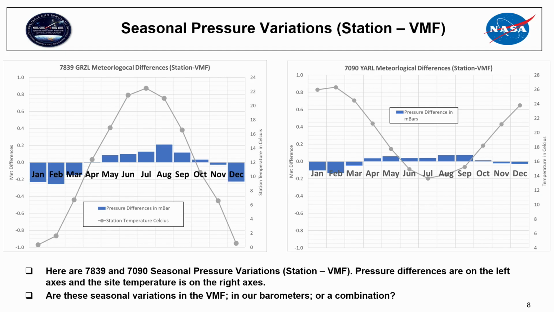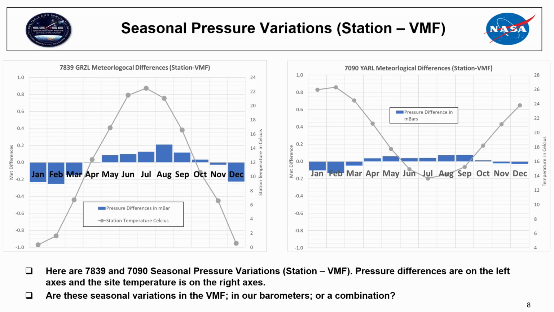And then I looked at seasonal pressure variations as a function of temperature. So I aggregated these differences by month and then plotted them on the left axis. The blue bars are the differences by month between the VMF and the on-station barometer. And on the right axis, I plotted the average temperature for that given month. So there seems to be a correlation between temperature and the VMF differences with our on-site barometers.